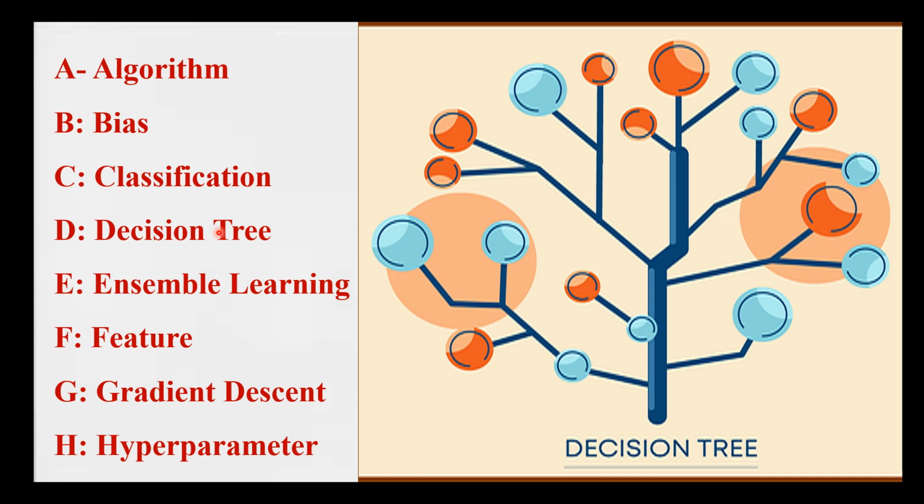D is a decision tree. Now decision tree is like a flow chart that guides you through a series of choices until you reach a solution. In machine learning, a decision tree model predicts an output by following a set of rules based on the input data.